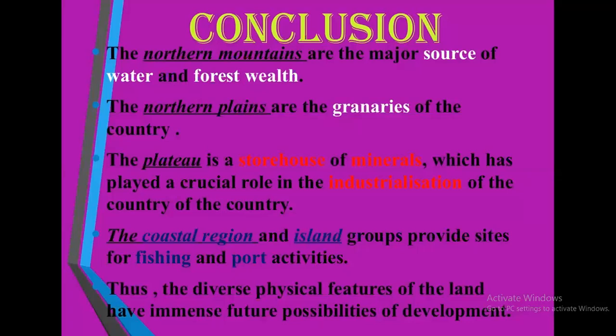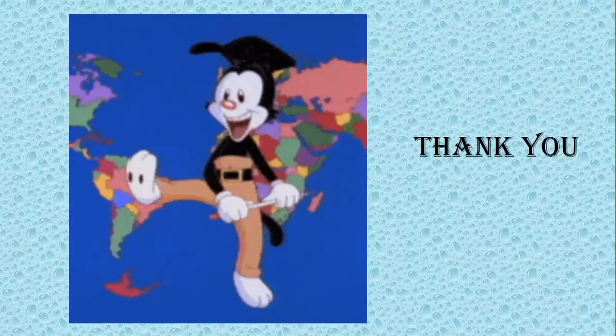Conclusion of the chapter. We have learned about the northern mountains, which are a major source of water and forest wealth. The northern plains have fertile alluvial soil, so they are also considered granaries. The plateau is the storehouse of minerals and plays a crucial role in industrialization. Then we learned about the coastal region and islands, which help in fishing and port activities of our country. We have seen the diverse physical features of India: the Himalayas, the deserts, and the Ghats. These features have immense future possibilities of development.